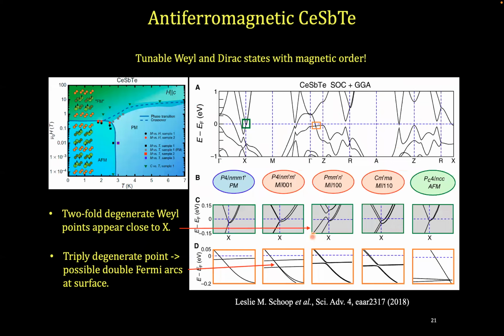There is an example here, which is cerium antimony telluride. When you introduce the cerium, the system immediately becomes antiferromagnetic at around 3 Kelvin. So by playing with the magnetic order in the system, this is a theoretical picture, you can change the space group symmetry of the system. Then, for example, you can lift the degeneracy of the Dirac crossing and get to a Weyl semi-metal state, for example. So you can control this band structure by using magnetic field, for example, or temperature.